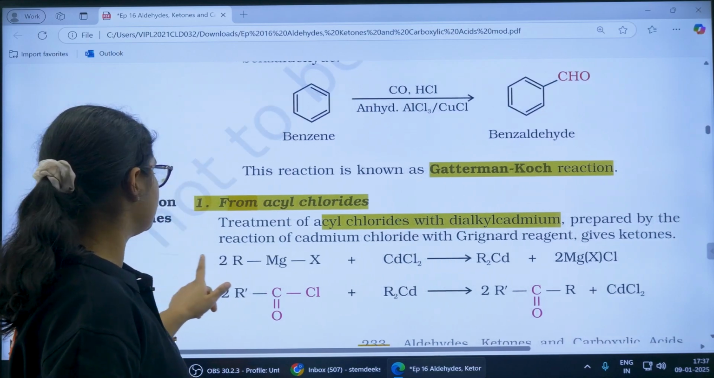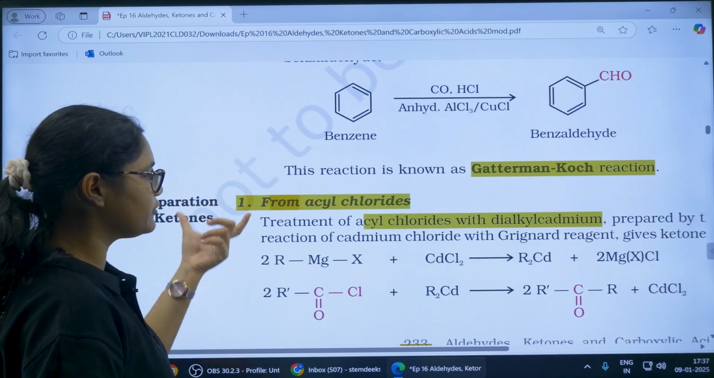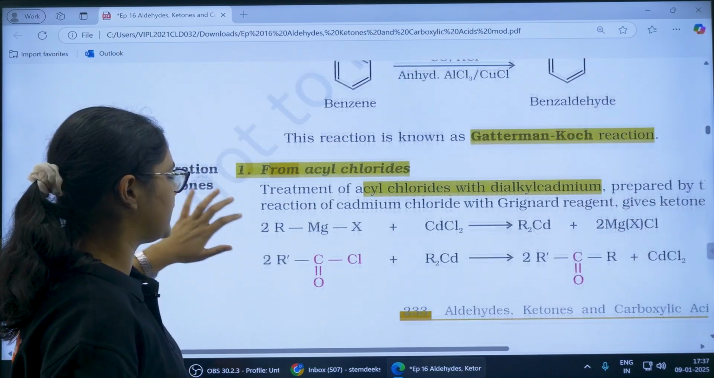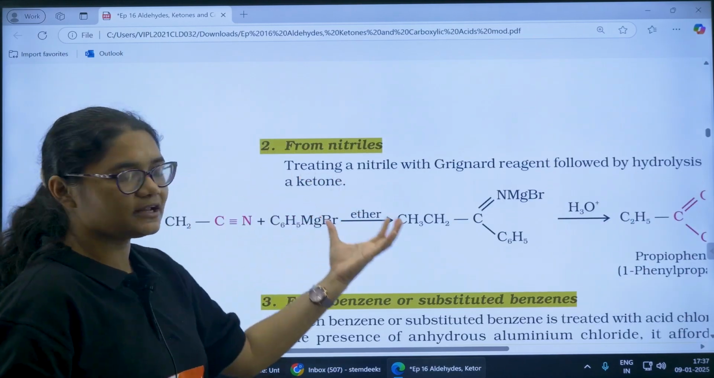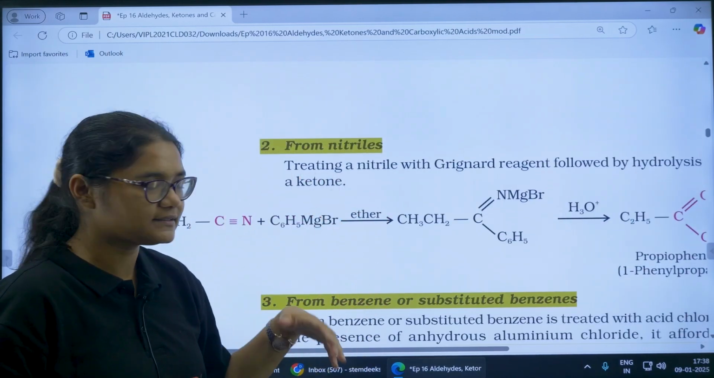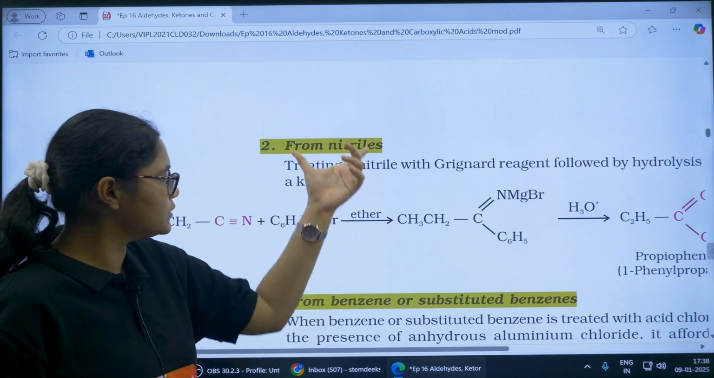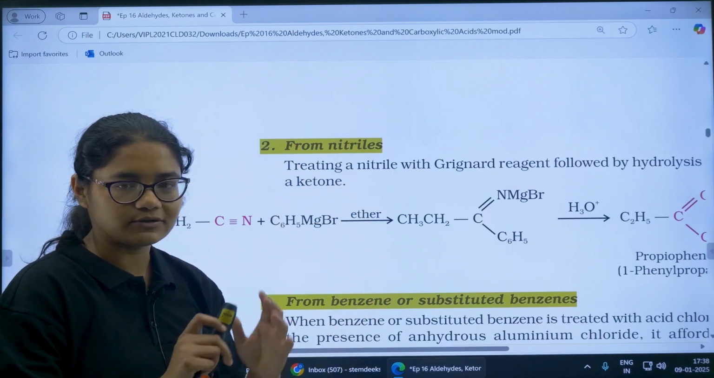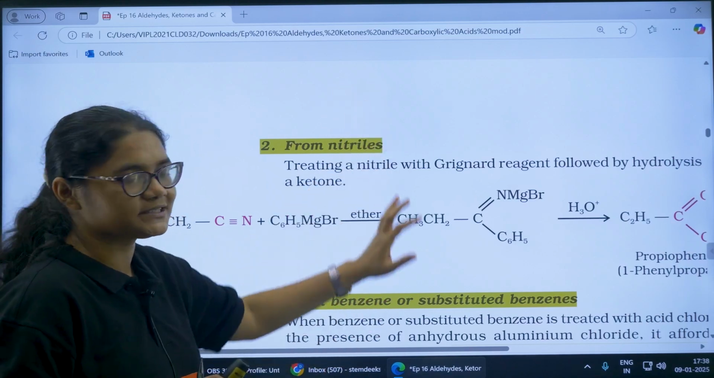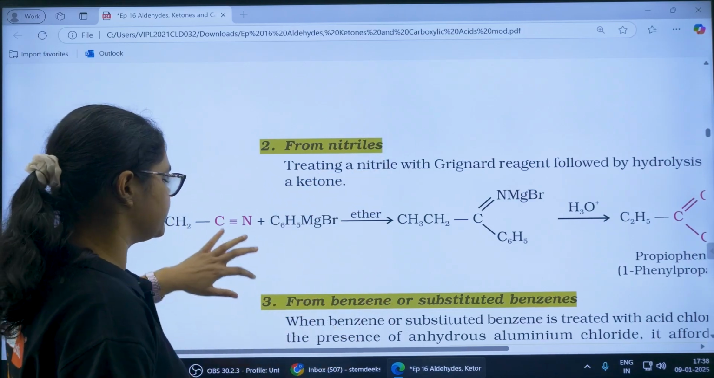Next we have acyl chlorides, preparation of ketones from acyl chloride, so dialkyl cadmium, that is the first method. From nitriles, okay, these are the things that you should be knowing, there is nothing extra. Even if you do not study this part from your NCERT book, that is fine, because your class notes and everywhere you must have studied about the preparation methods.